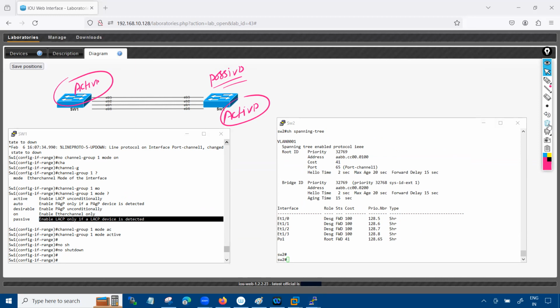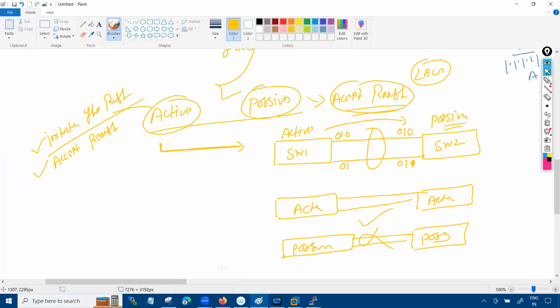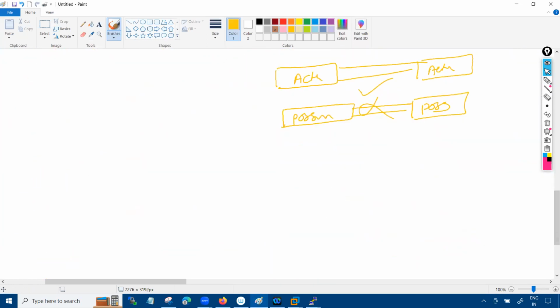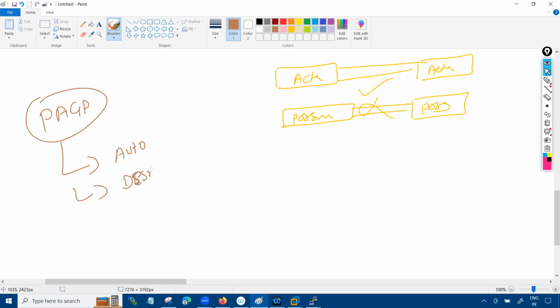The other mode we have, right? We have another protocol called PAgP, right? In PAgP, we have two modes again. We have auto and desirable. Remember the same thing is there in the DTP protocol, auto and desirable.